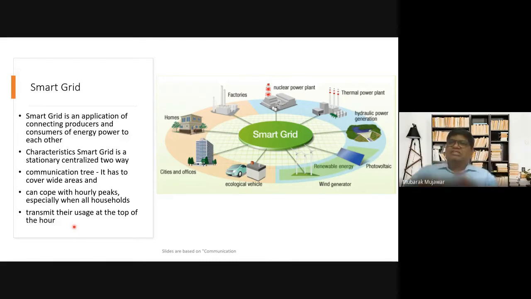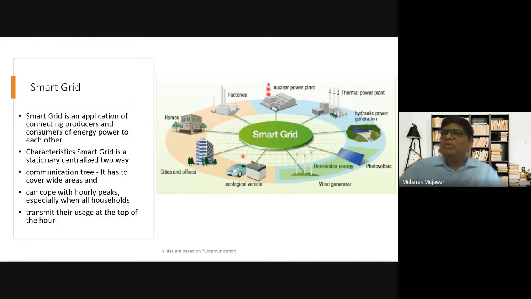Essentially, this grid system consists of two different zones, or perhaps three different zones if we consider renewable energy. The first zone is power plants. We have nuclear power plants, thermal power plants, hydraulic power generation plants, and some solar farms and wind farms. All these farms and power plants generate electricity. That electricity is fed to factories, houses, offices, and electric vehicles.